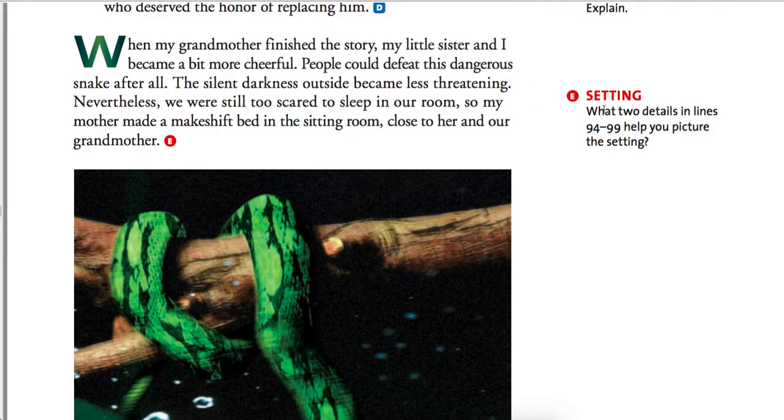So let's jump over here to setting in the margin. What two details in lines 94 to 99 help you picture the setting?